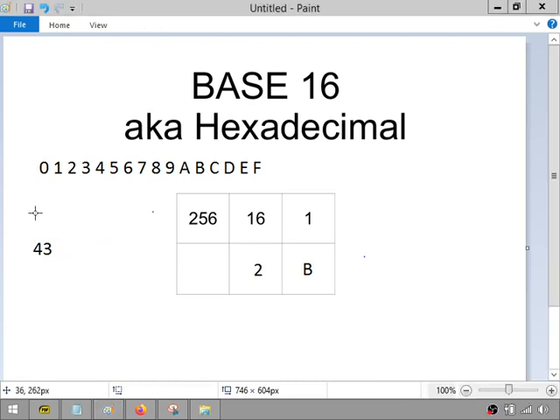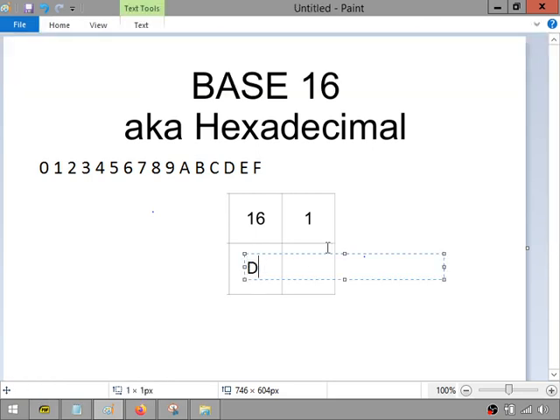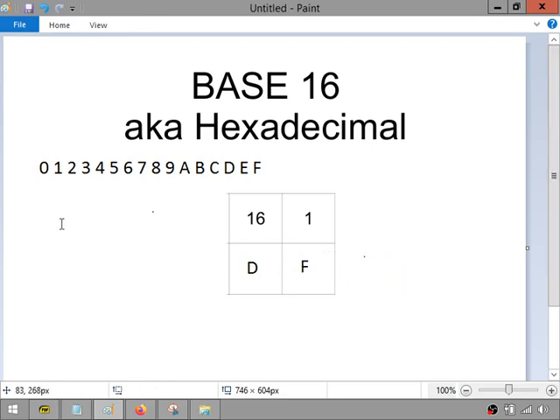Okay, confused? Let's try another one. And I'm just going to go ahead and delete this really big number because you're not going to be asked to do anything that big in the exam. So I'm just going to delete all of that. Okay, let's try a different number, a more complicated one. So let's try DF. So the number DF in hexadecimal, we're going to convert that into base 10.